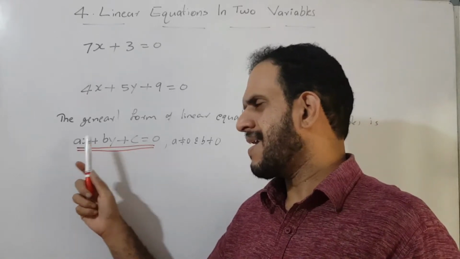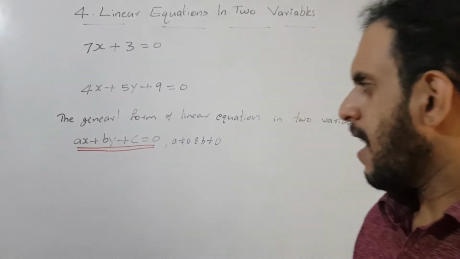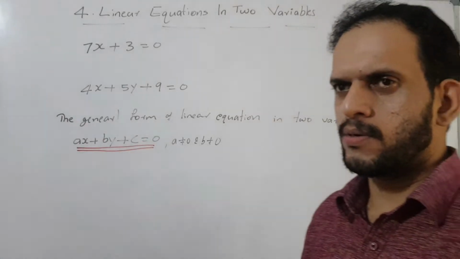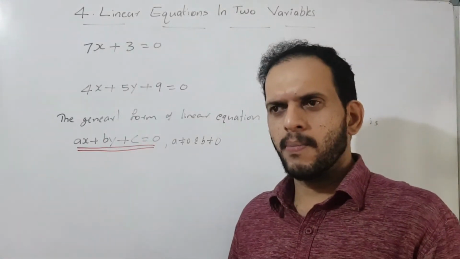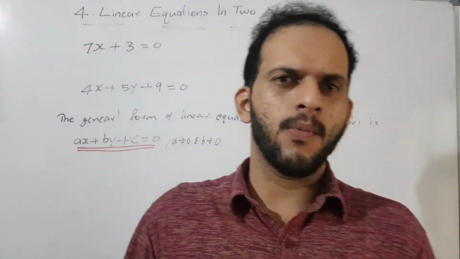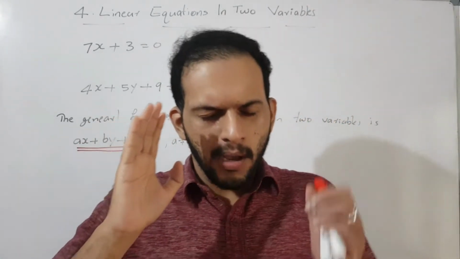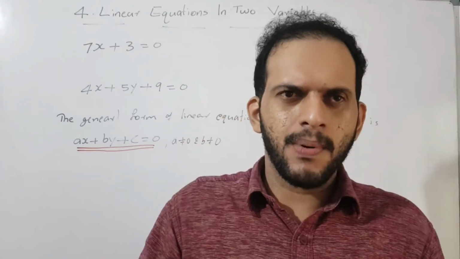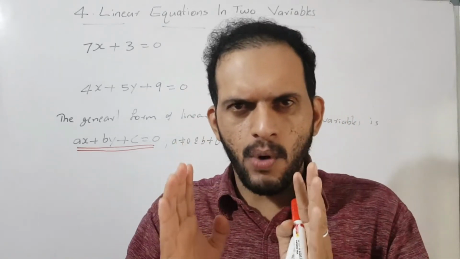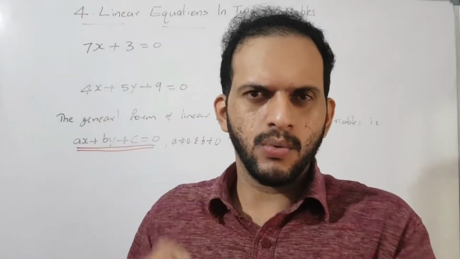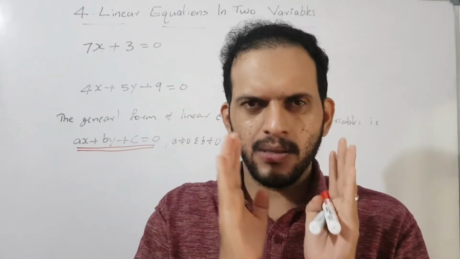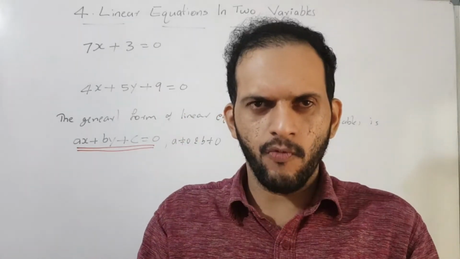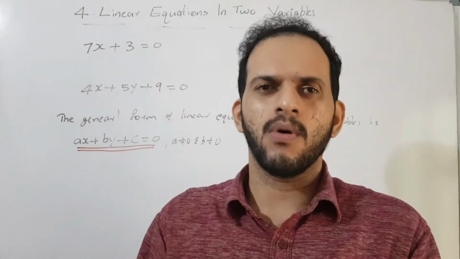So ax plus by plus c is equal to 0. Then what is a? A is the coefficient of x, b is the coefficient of y, and c is a constant. Okay, you must remember the standard form or general form of a linear equation in two variables: ax plus by plus c is equal to 0. A is the coefficient of x, b is the coefficient of y, c is a constant.